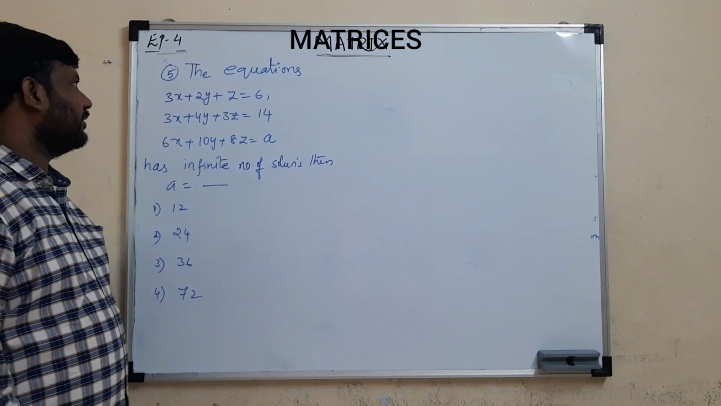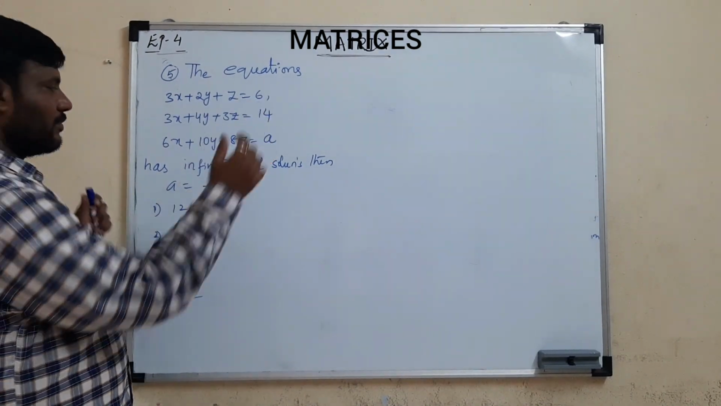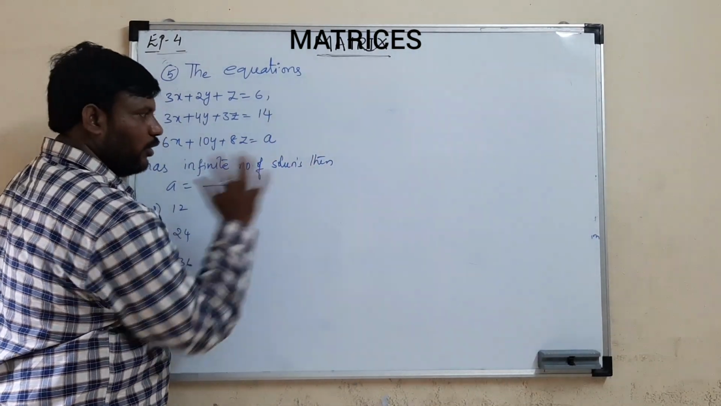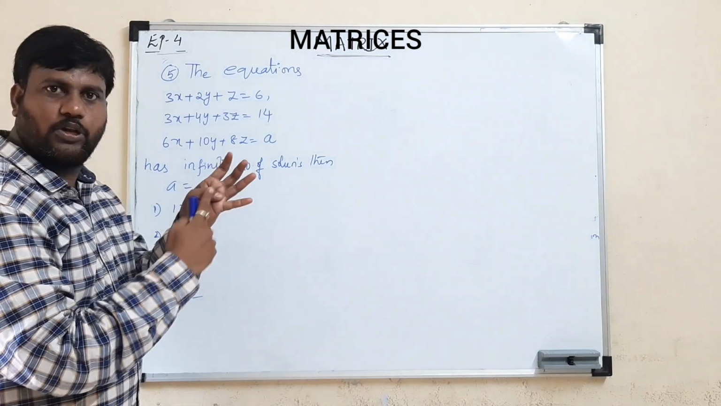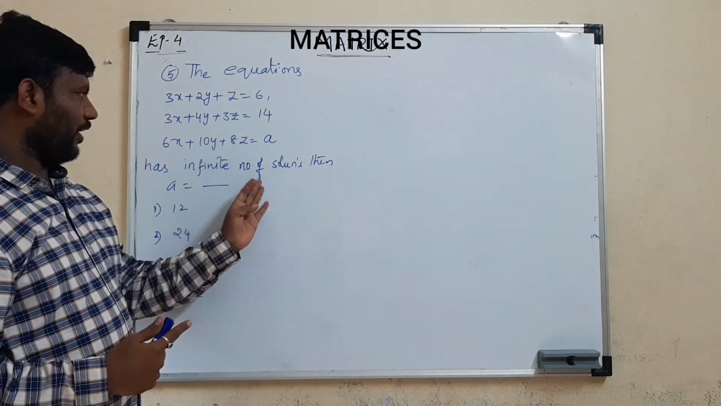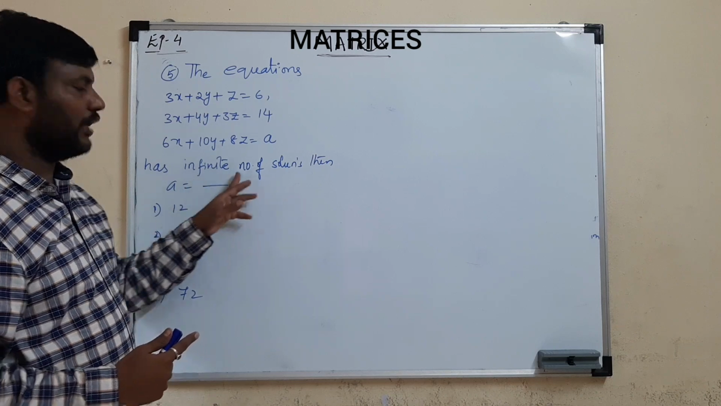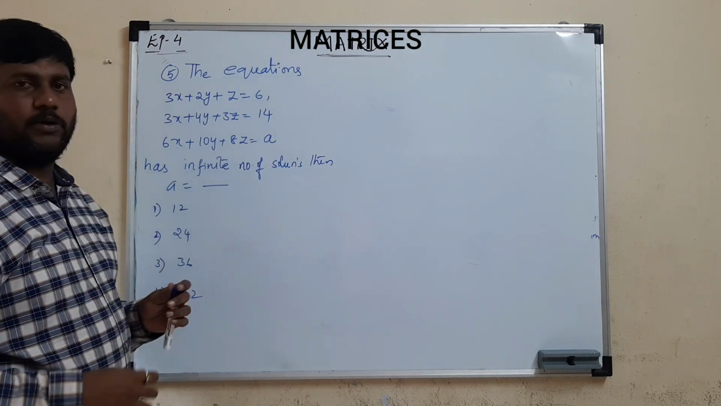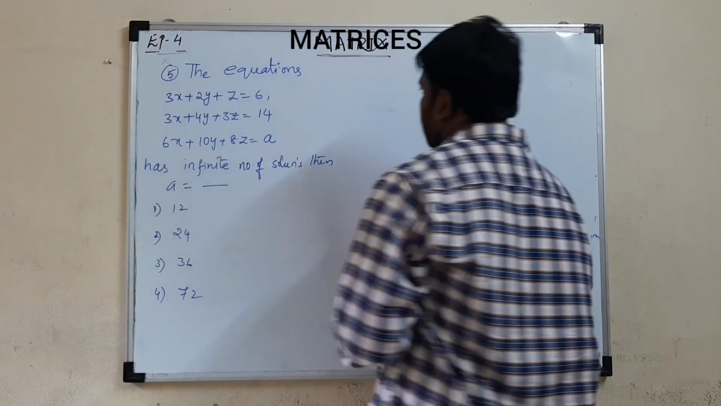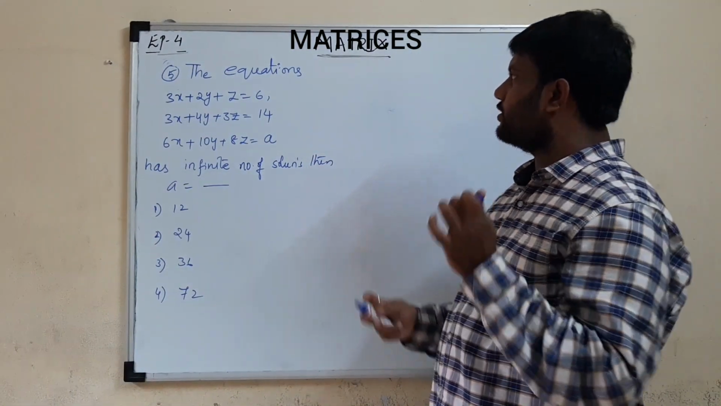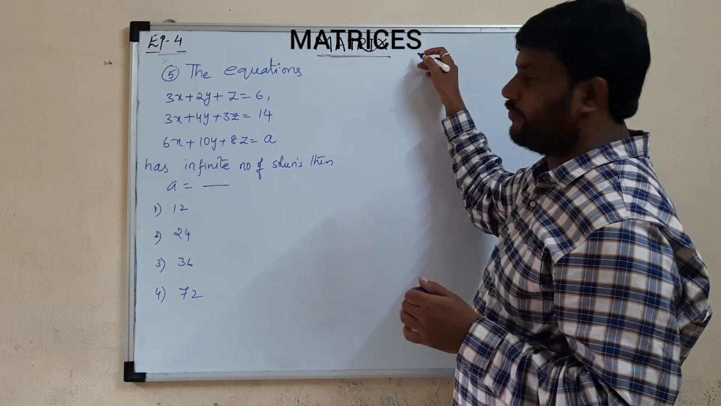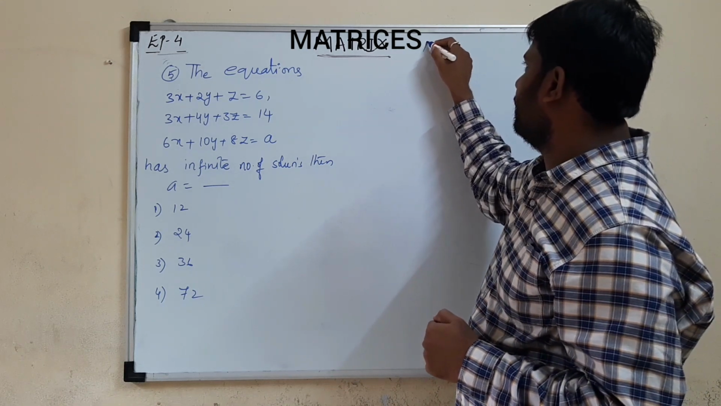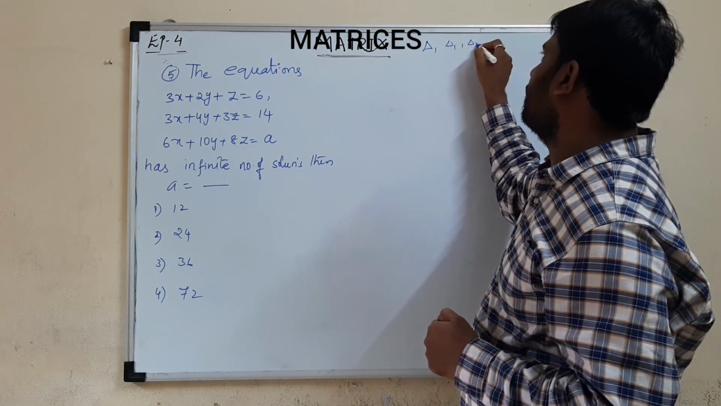So next problem, the equation is given. This time it has an infinite number of solutions. In the previous two problems, one was a unique solution, one was no solution. Now in this question, infinite number of solutions. Then find the value of A. Here A is there. So before, let us see the concept: whenever there are infinite number of solutions, we take all the matrices of first, delta 1, we have delta 2, delta.